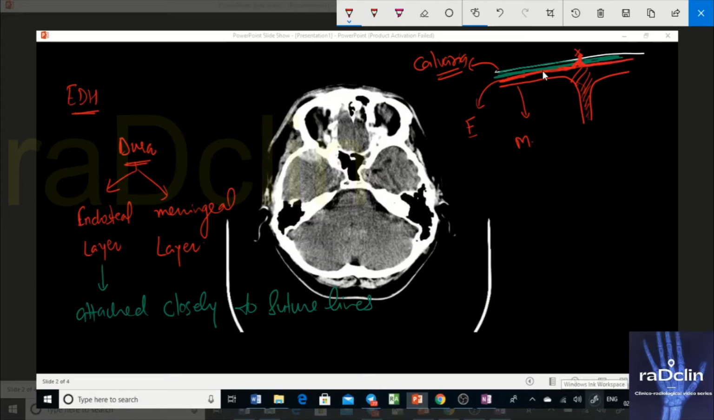So what will happen, let's say if you have an EDH here that is shown in green color? This green EDH, due to the adherent endosteal layer, will not cross the suture line, because the endosteal layer is adherent. So that is one property of EDH, that characteristically it does not cross the suture line. This is one important point. Due to this, no crossing of the suture line happens.